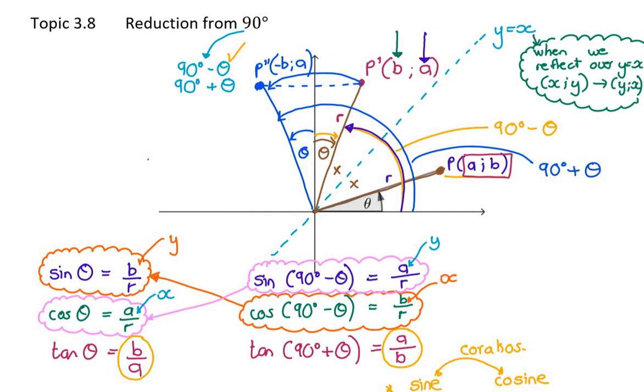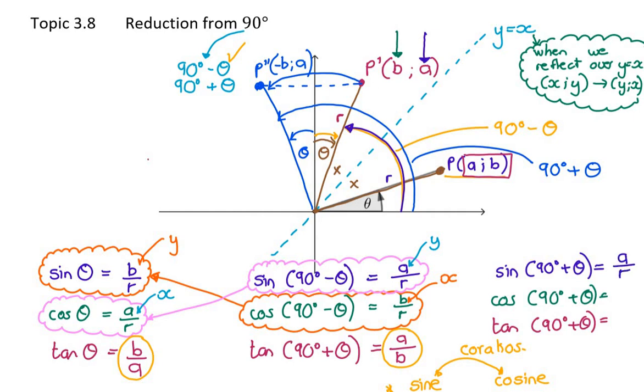So let's look at the ratios of that angle. So if I look at sine of 90 plus theta, by definition sine is y over r, which in this case is a over r. Cos by definition is x over r. Now this x value is now negative b, so negative b over r. And finally the definition of tan is y over x. So this is a over negative b, which I could just write as negative a over b.